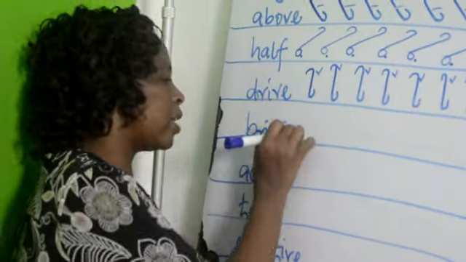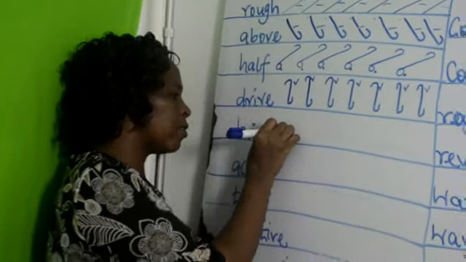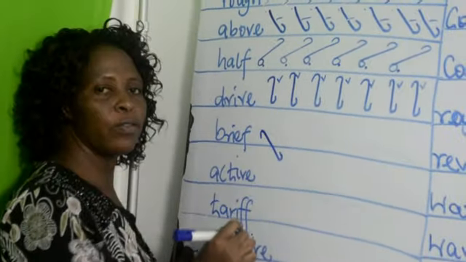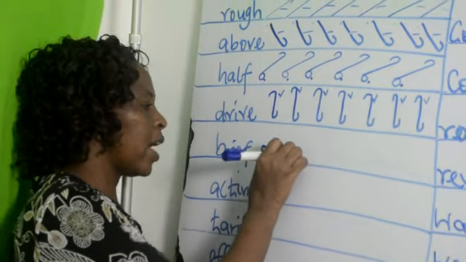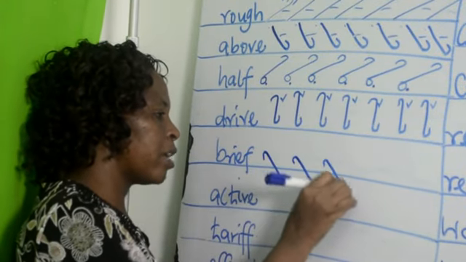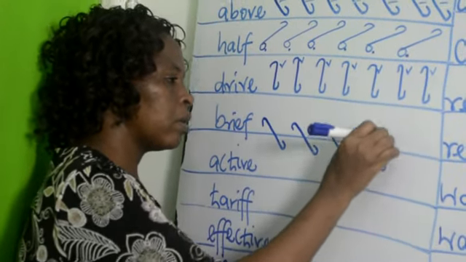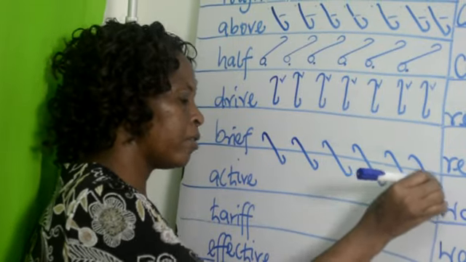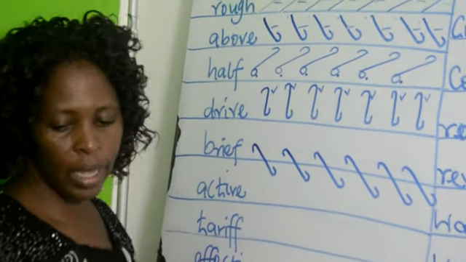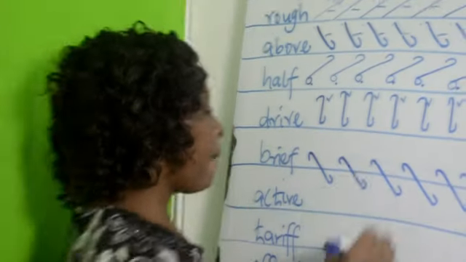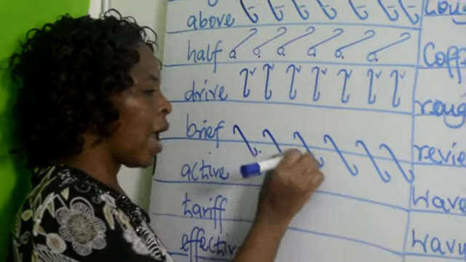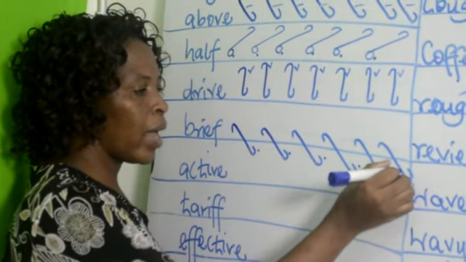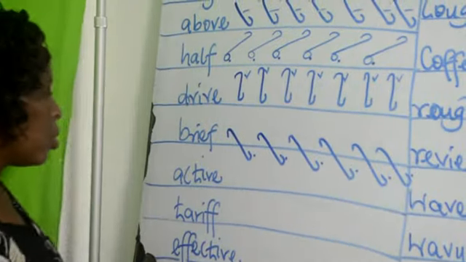Then we have the word brief, a stroke of B hooked for R, and also hooked for F through the line. Brief. We are drilling the word brief through the line because of long E, a third place vowel, and that's why we are drilling it through the line.